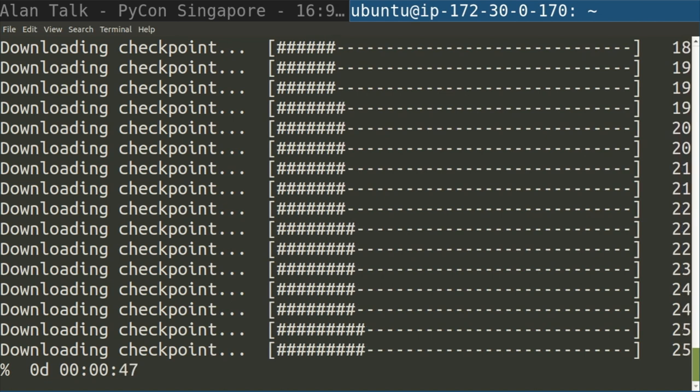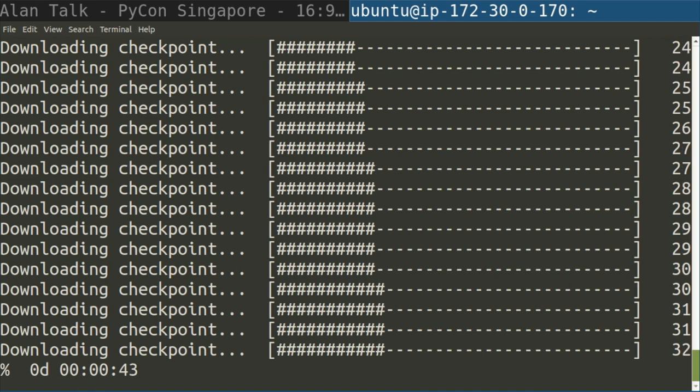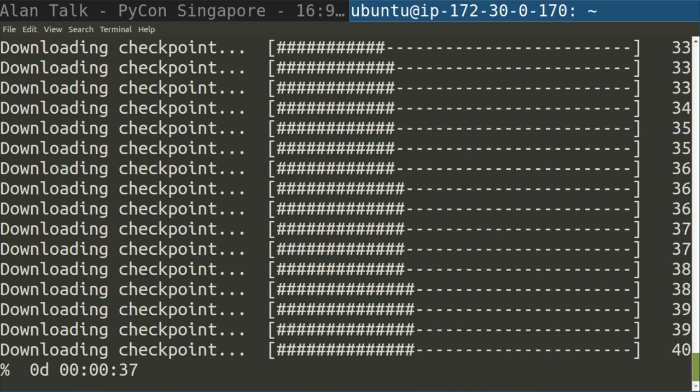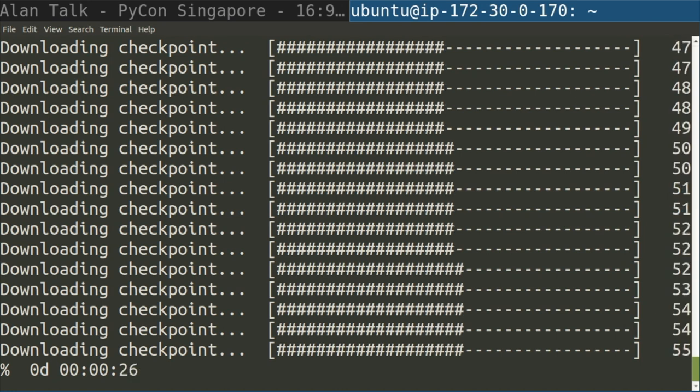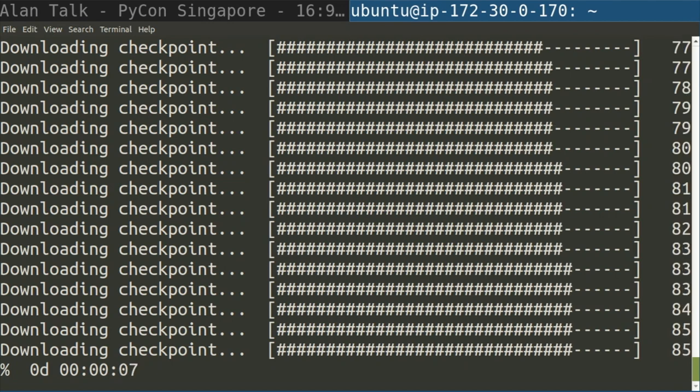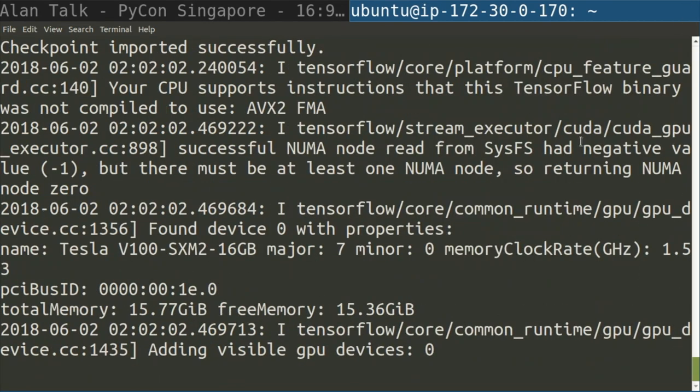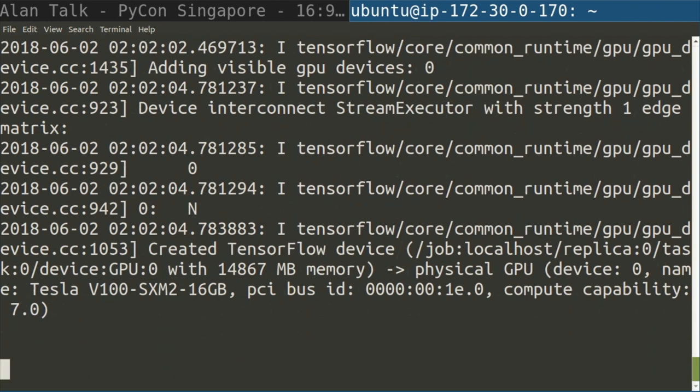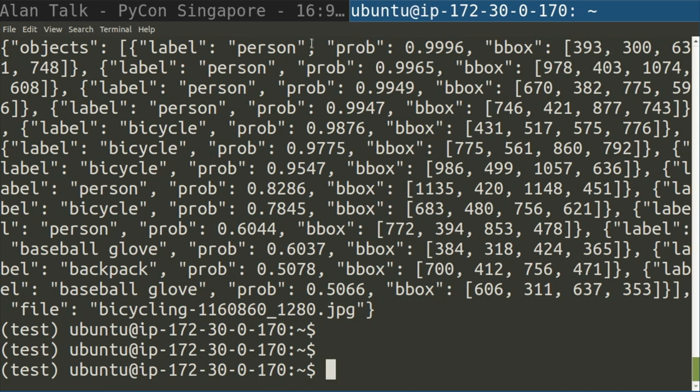So if I had specified checkpoint equals fast, then it would have downloaded another model, which is not SSD, Single Shot MultiBox Detector, which is much faster, but less accurate. So now it's working fast. Yeah, OK. So there it is. Then it's calling Lumi predict. It's booting the GPU, loading the pre-trained model that it just downloaded. And now it should output a JSON with the actual bounding boxes in the image and the probabilities, as we just saw in the Python example. Predicting, OK, it was loading the model before. There it is, OK. So I have these objects: person, person, person, bicycle, bicycle, bicycle, person, person, baseball glove, backpack.